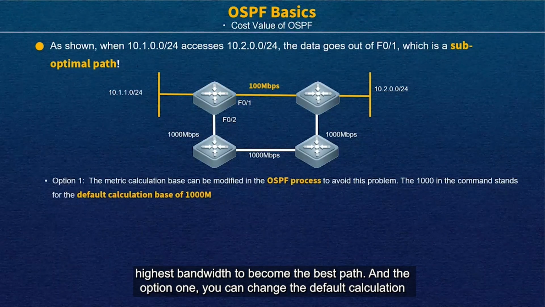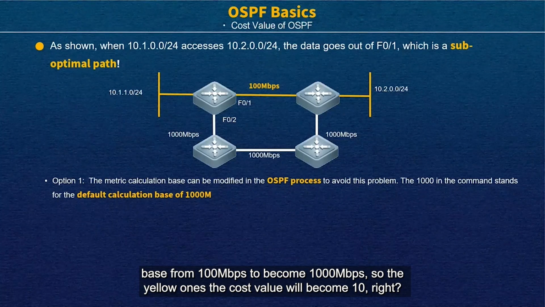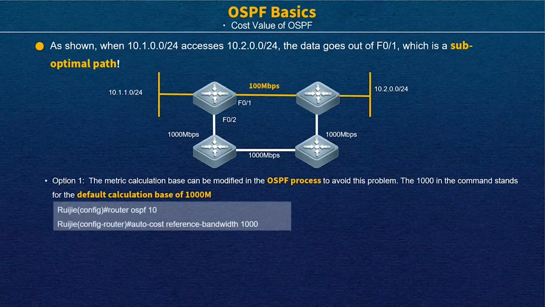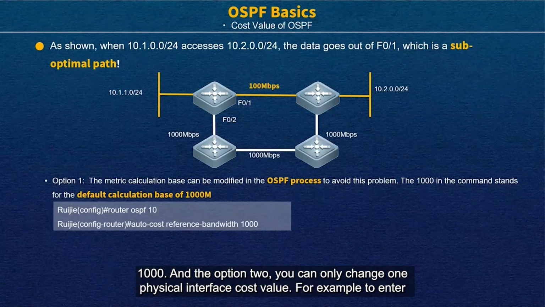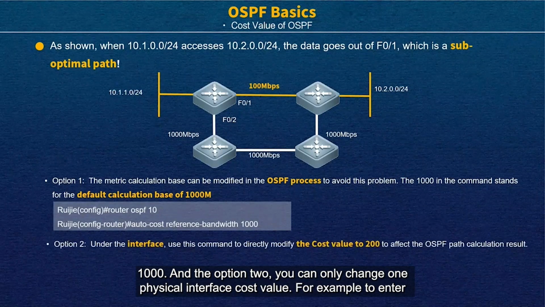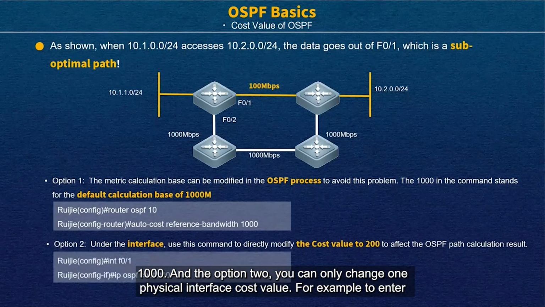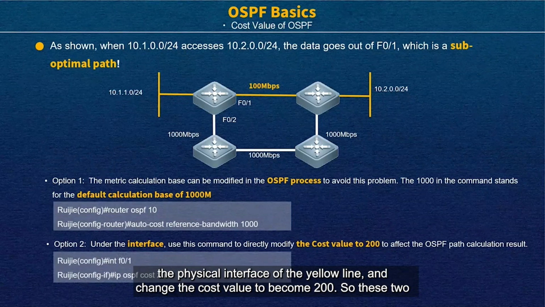In option 1, you can change the default calculation base from 100 Mbps to become 1000 Mbps. So the yellow one, the cost value will become 10, right? And the command is to enter router OSPF 10 and directly change the reference bandwidth to become 1000. And option 2, you can change only one physical interface's cost value. For example, enter the physical interface of the yellow line and change the cost value to become 200.